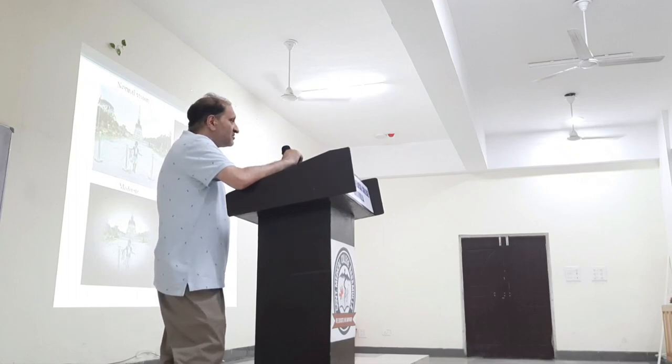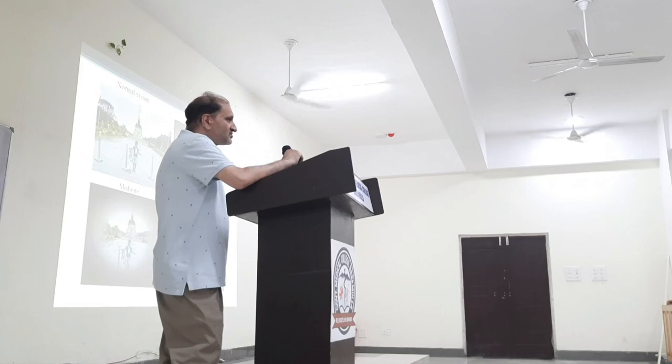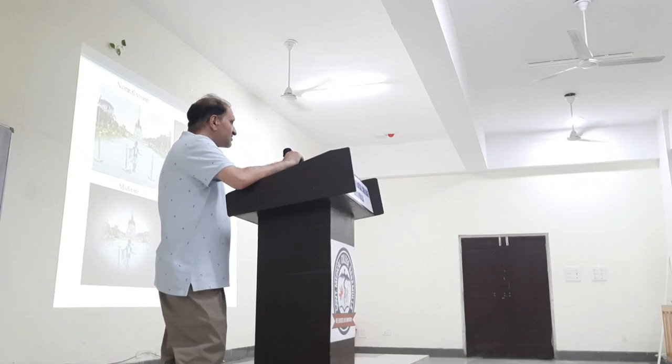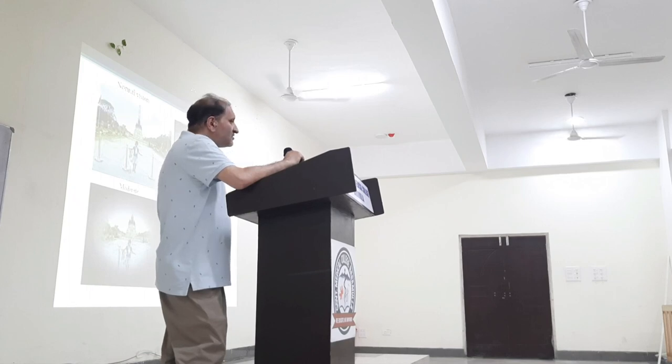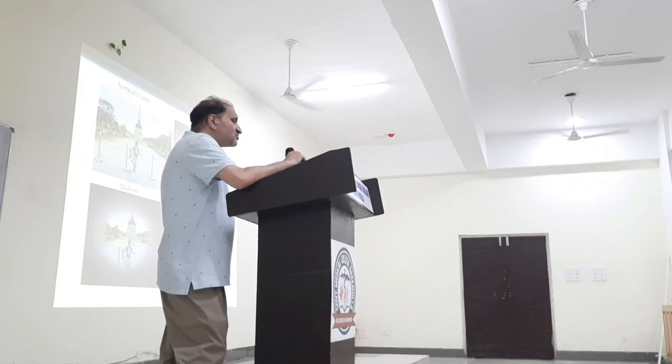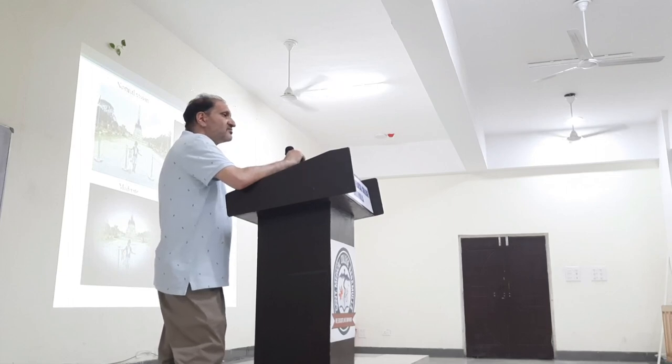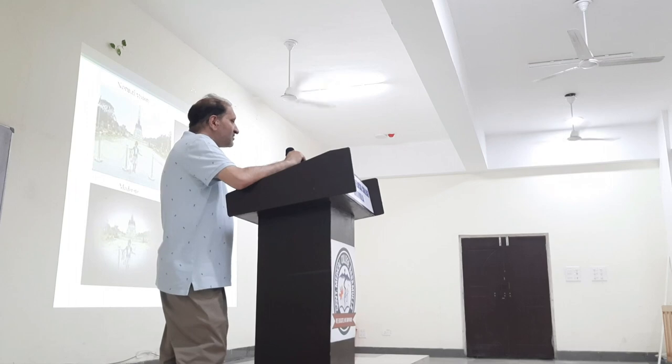You understand? After 40, you should go for intraocular pressure measurements. And some people are more prone to this: those who have a genetic tendency, family history, those who are diabetic, those who are myopic, and those who have hypertension. Glaucoma is more common in these people.